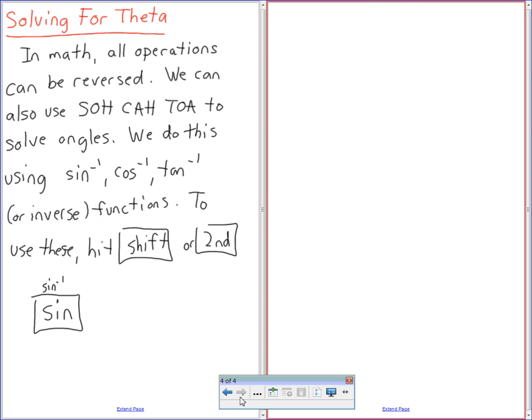Here we go, example 1. Solve for theta. To 1 decimal. Okay, so we'll end up with a question that looks something like this. Sine theta is a decimal or a fraction or something like that.